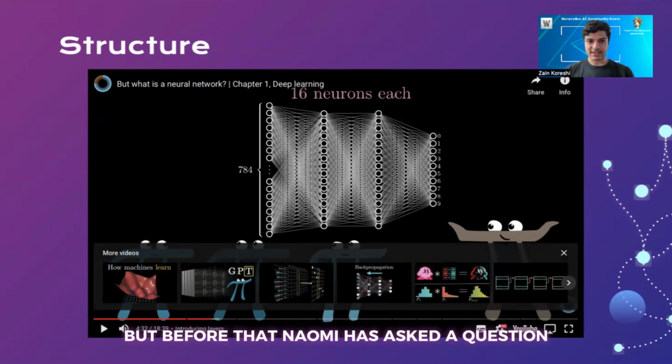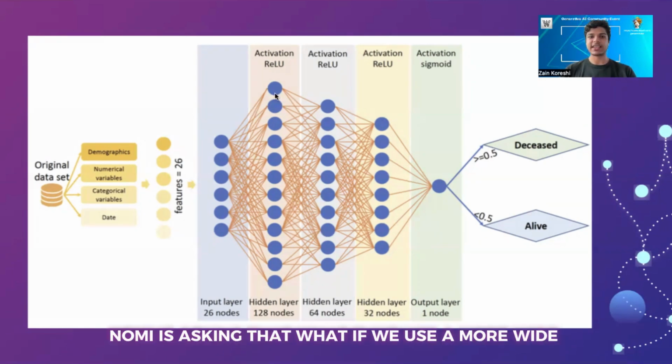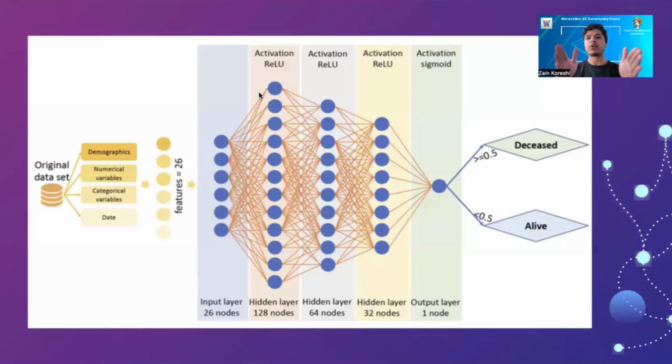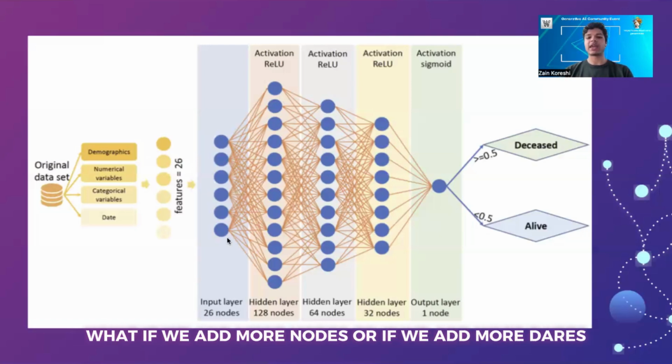But before that, Nalini has asked a question. Nalini is asking what if we use a wider neural network, a network enlarged horizontally and vertically. Essentially, Nalini is asking what if we add more nodes or more layers? Will the complexity of the neural network increase? The answer to that is yes.